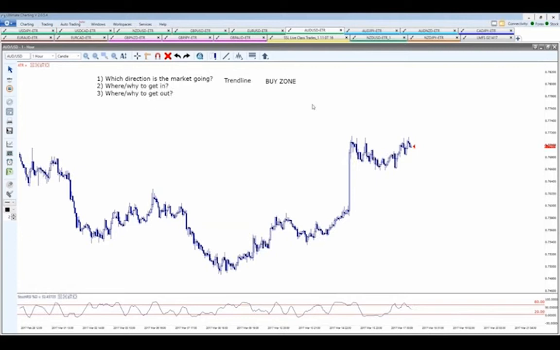So yeah, some of you have some questions about this. I'm teaching just the basics right here, kind of giving you some basic analysis. There's other factors we can teach you about this, but I'm just showing you why I'm looking at this trade right here. So there we go. So let's go ahead and answer question number 1. We're in the buy zone. Now to answer question number 2, where and why to get in, let's pull this down a little bit here.